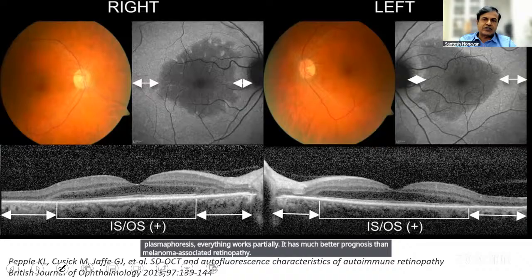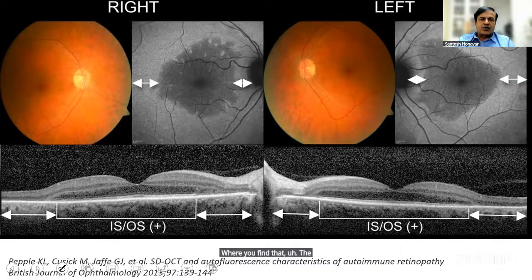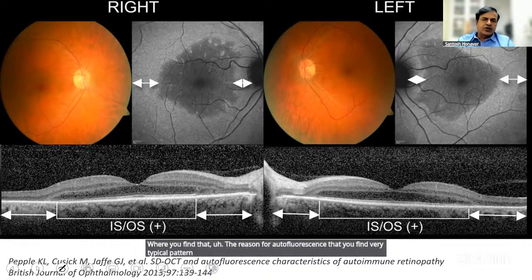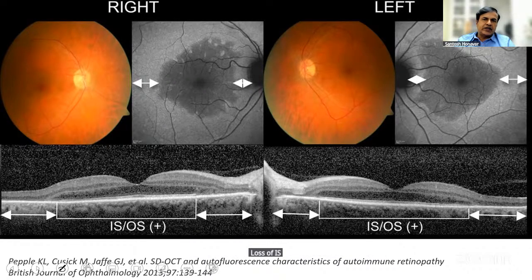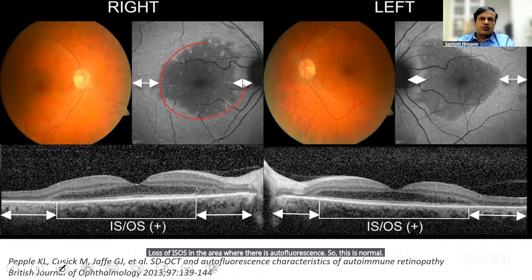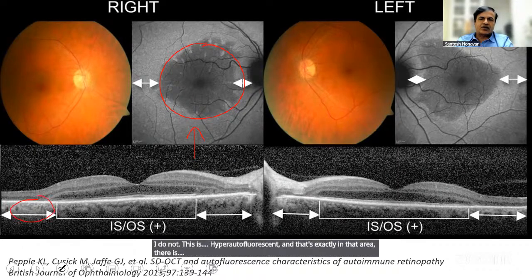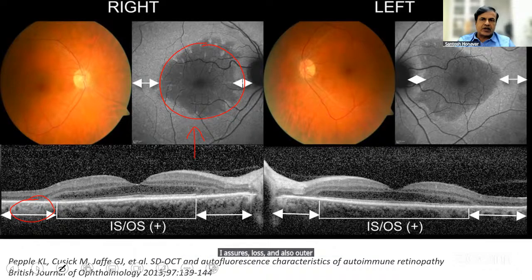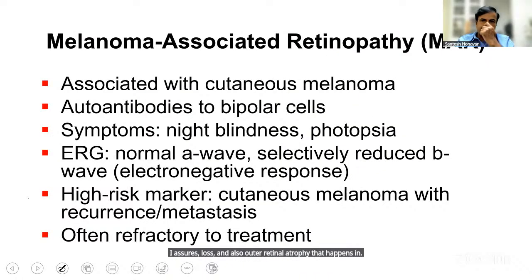This is from the literature, where you find that the reason for the very typical autofluorescence pattern is because of loss of ISOS in the area where there is autofluorescence. So this is normal retina, this is hyperautofluorescent, and exactly in that area there is ISOS loss and also outer retinal atrophy that happens in this particular condition.